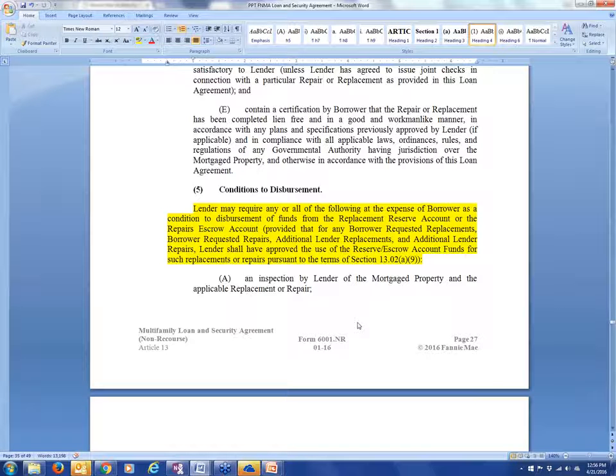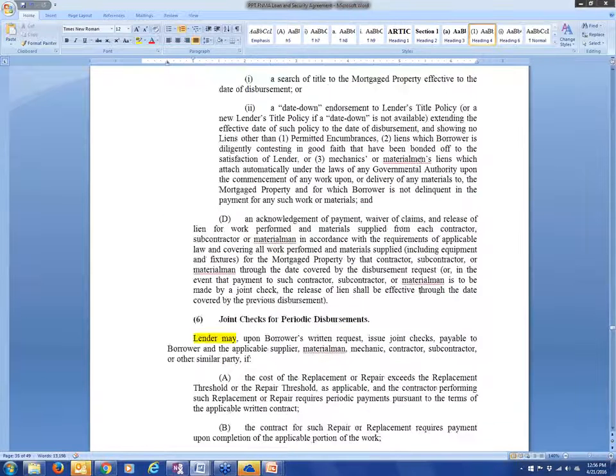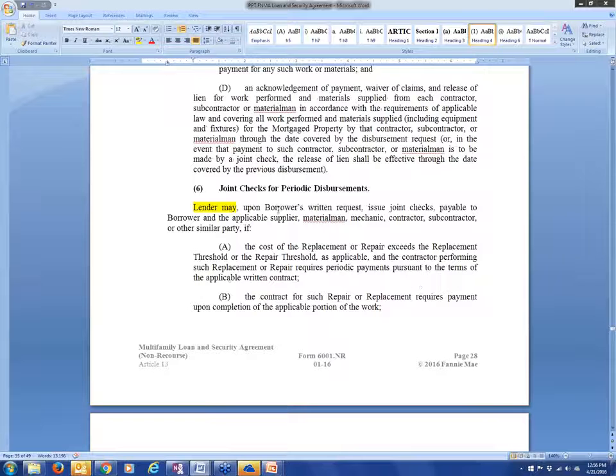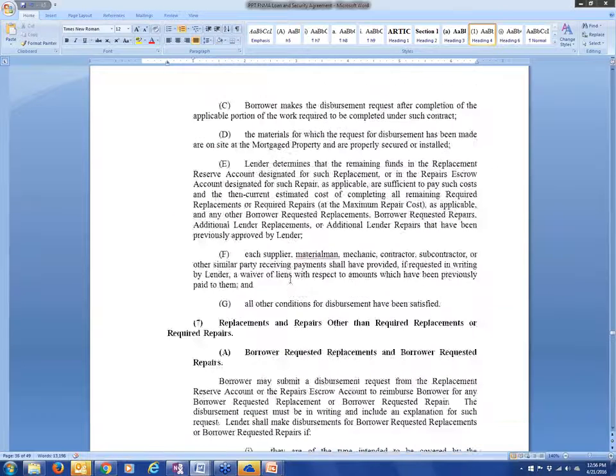All right, let me just check for questions, because I know we're coming up on the hour. Oh, let's see. Good. Nobody had any questions. Hot dog. All right. As we scroll through some more. Yeah, there it is. Lender may. Once again, lender may.